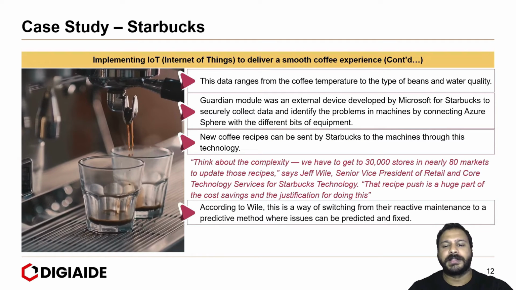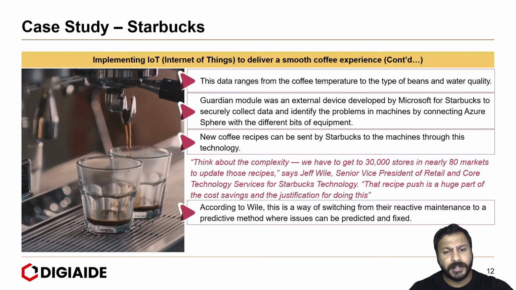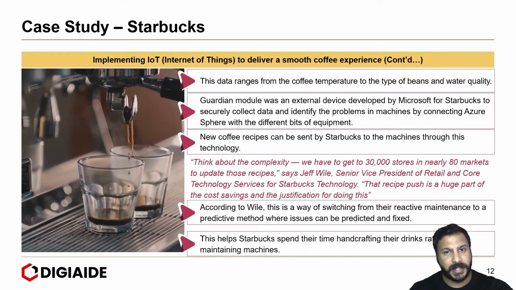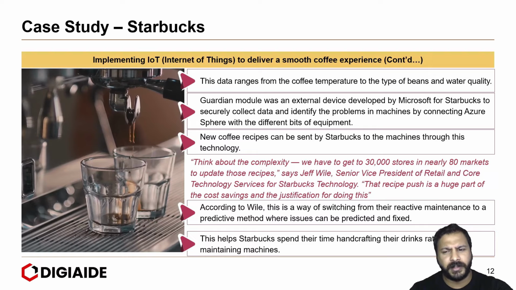According to Field, this is a way of switching their reactive maintenance to a predictive method where issues can be predicted and fixed. This helps Starbucks spend their time handcrafting the drinks rather than maintaining machines, all via the Internet of Things.